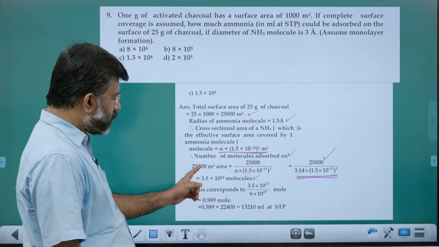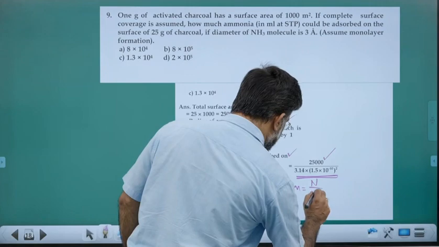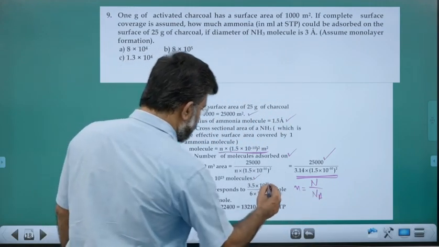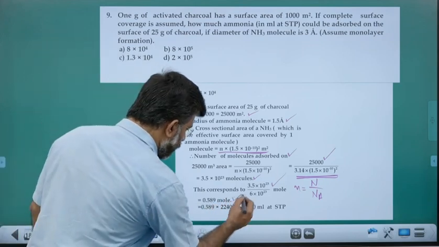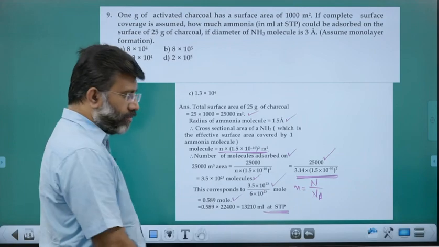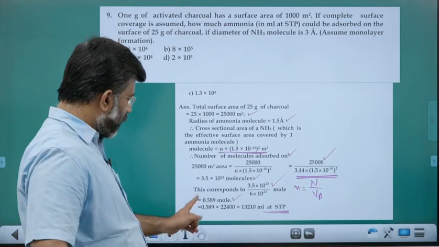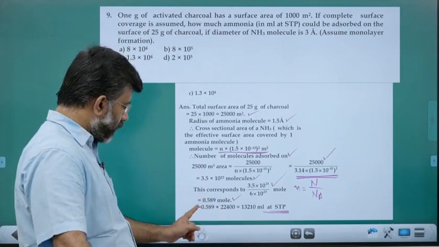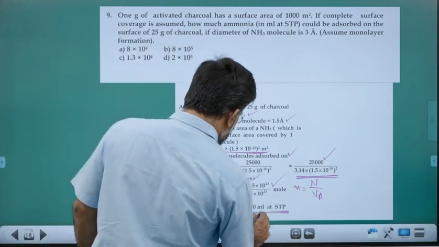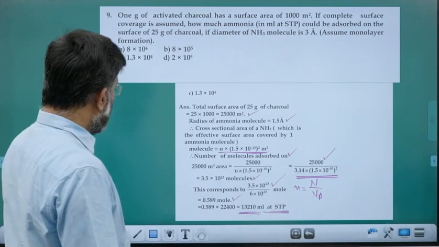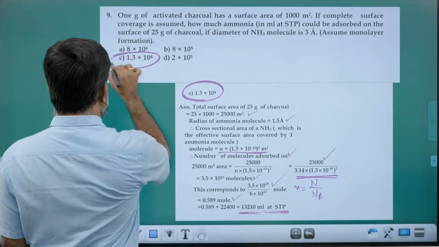Once you get the number of molecules, you can find the number of moles. Number of moles is equal to number of particles divided by the Avogadro constant. You get the number of moles. Once you get the number of moles, you can get the volume at STP. How? 1 mole is 22,400 ml. So 0.589 mole, 0.589 into 22,400 ml at STP, which comes to around 13210 milliliters. 13210 milliliters, option C is the correct answer.